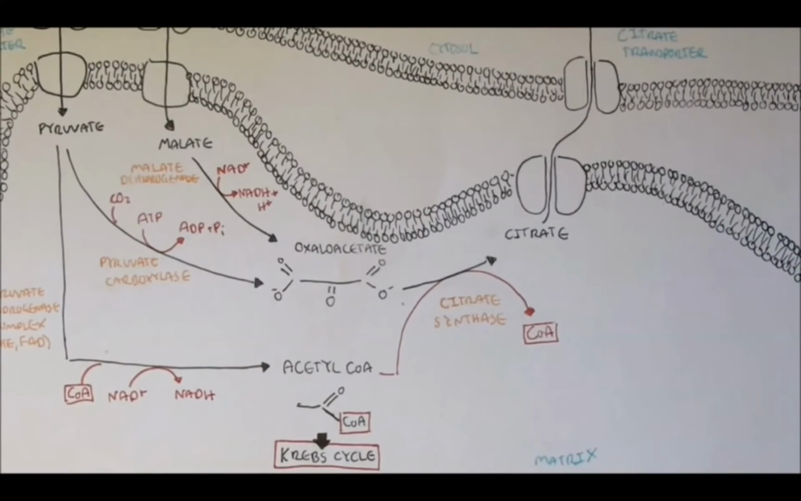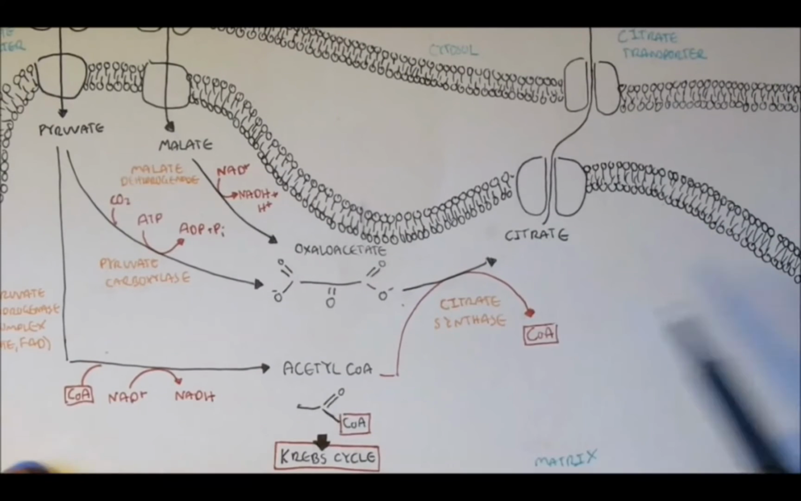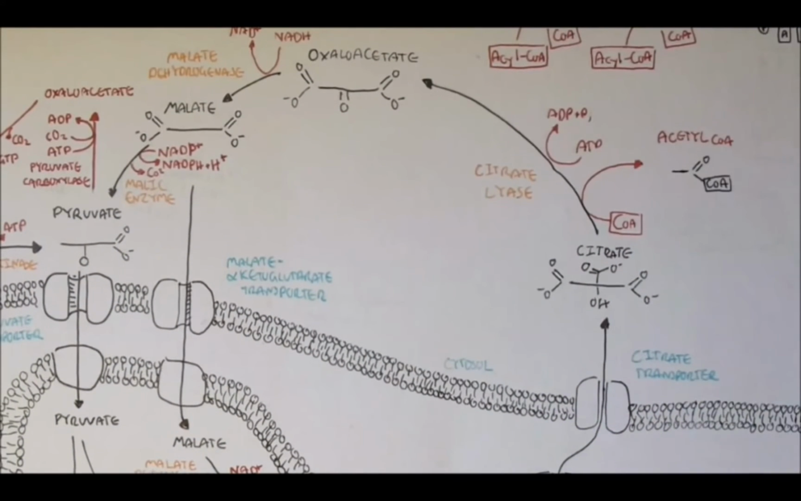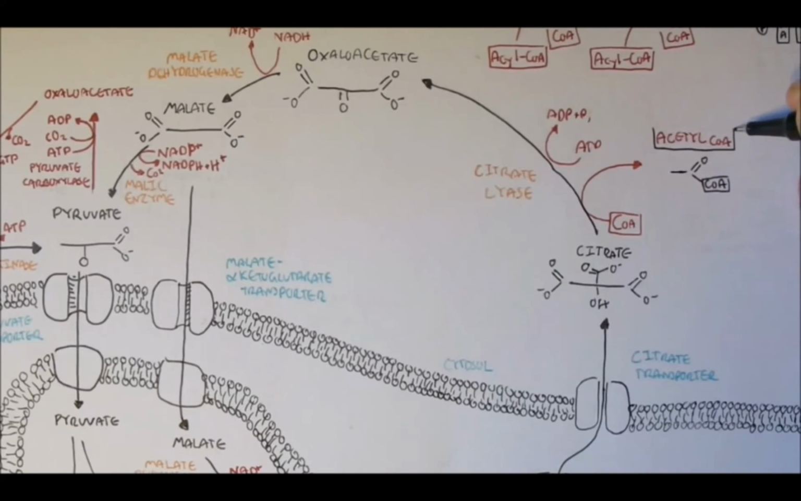Now, so we saw how acetyl-CoA from the matrix is transported to the outside through citrate. Now, it can continue on to fatty acid synthesis, which is our next topic of the series.